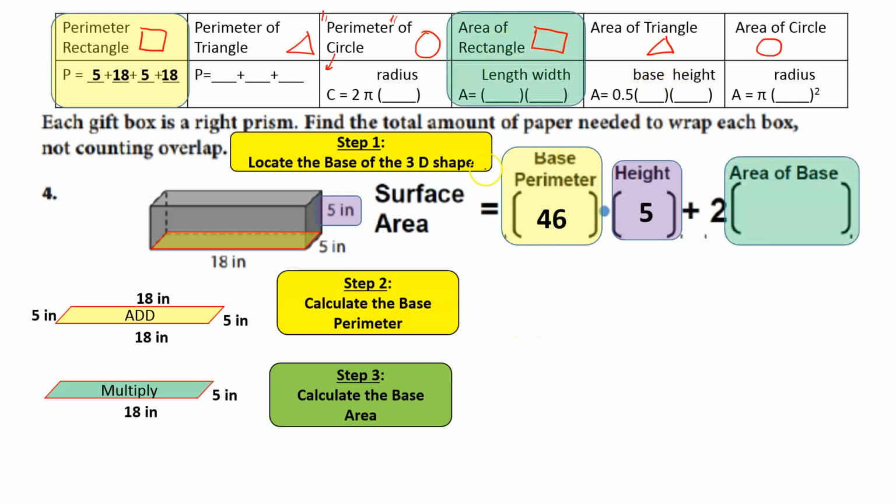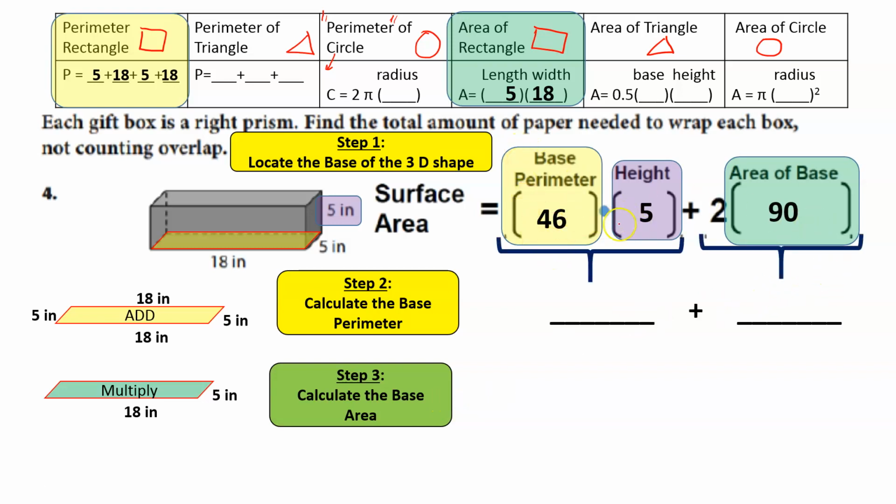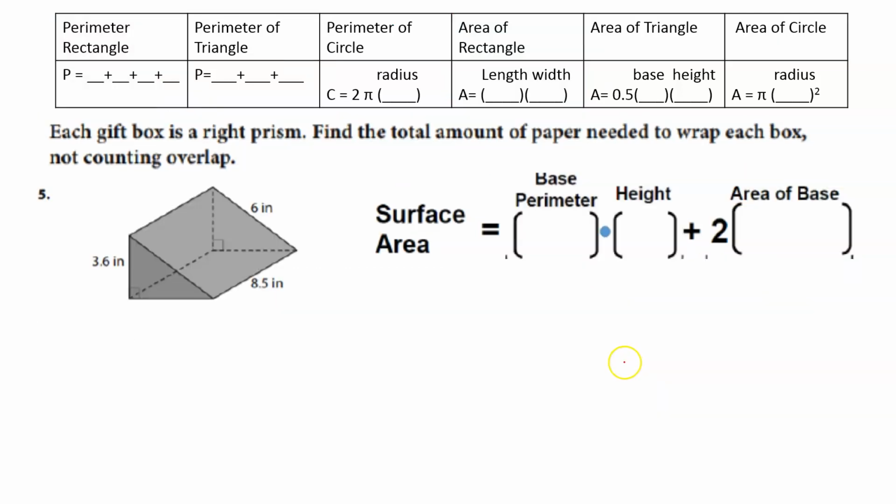So the area of our rectangle would be those two numbers multiplied together. Take a moment and do that now. Hopefully you got 90. To find our surface area, we're going to multiply these two parentheses together and multiply that 2 and that 90 together. Take a moment and do that now. That would be 230 and 180. And if we add that up, what would that be? 410.